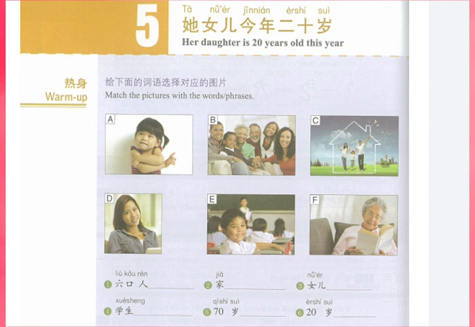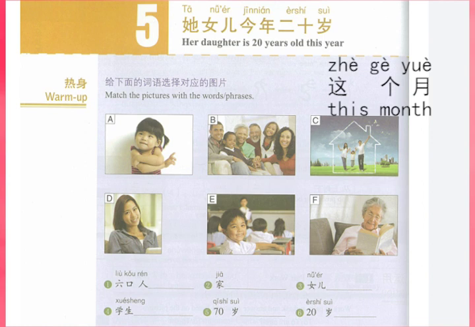Now let's talk about how to say today. Today is 今天. 天 is literally day. How to say this week? 这周. Because 这 means this. 周 means week. 这周, this week. How to say this month? We say 这个月. 这个 means this. Now, I know I told you this could also be 这, right?